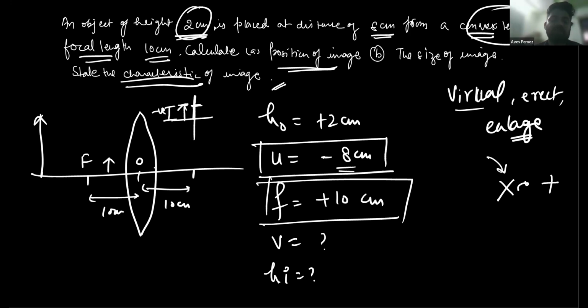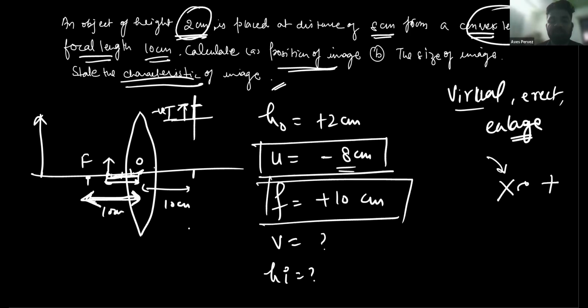And then you need to find out the value of V and I. Keep in mind here that the focal length is 10 and the object is placed at 8. What does this indicate? This length is 10, and the object is placed at 8. So it is placed closer, between the pole (optical center) and the focus, because the focal length is 10 and the object is placed only at 8.